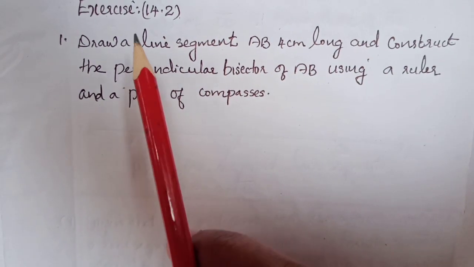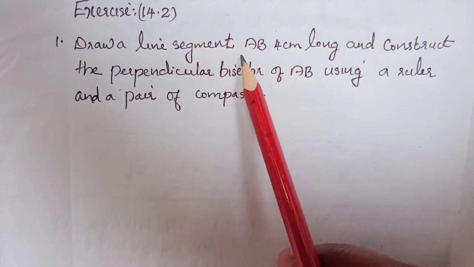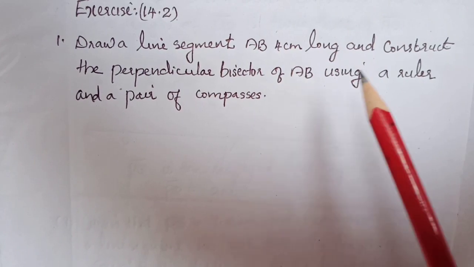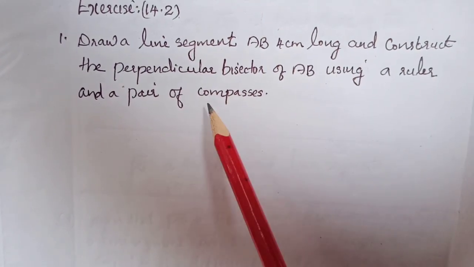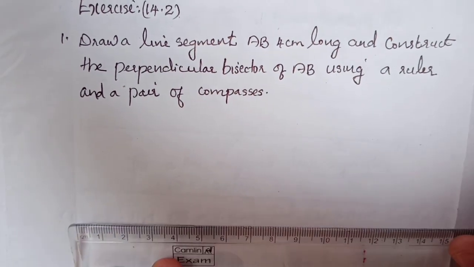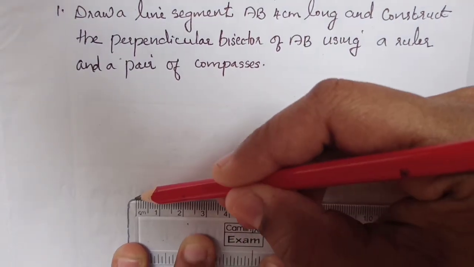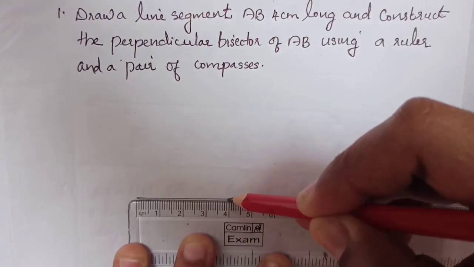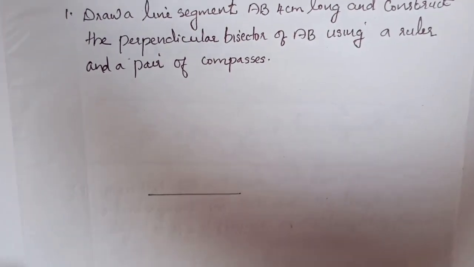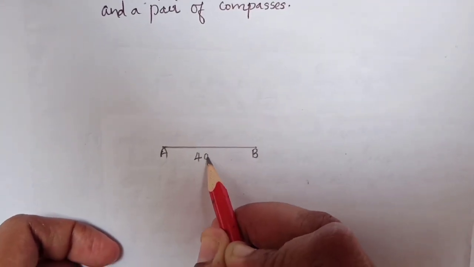Move on to exercise questions. First question from exercise 14.2. Draw a line segment AB 4 cm long and construct the perpendicular bisector of AB using a ruler and a pair of compasses. First, you have to draw a line segment AB of length 4 cm. A, B, 4 cm.